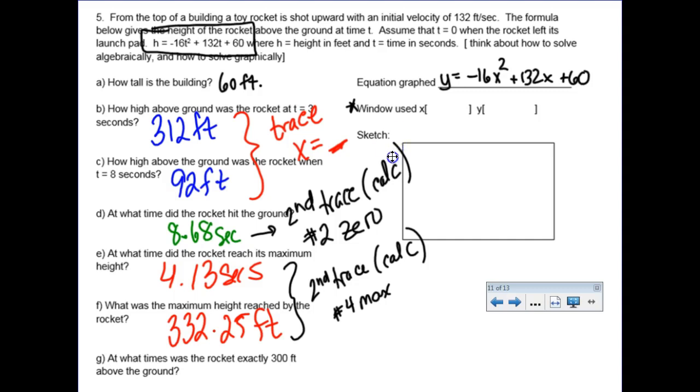The other thing I don't want to see is that when you tell me your X window goes from 0.174 to 11.389, that's a weird window, guys. Talk like a human and round that to a more appropriate set of numbers if you choose to do zoom fit, please. So either way, our window went from 0 to 10 for the X's, and then for the height it went from -10 to 400.